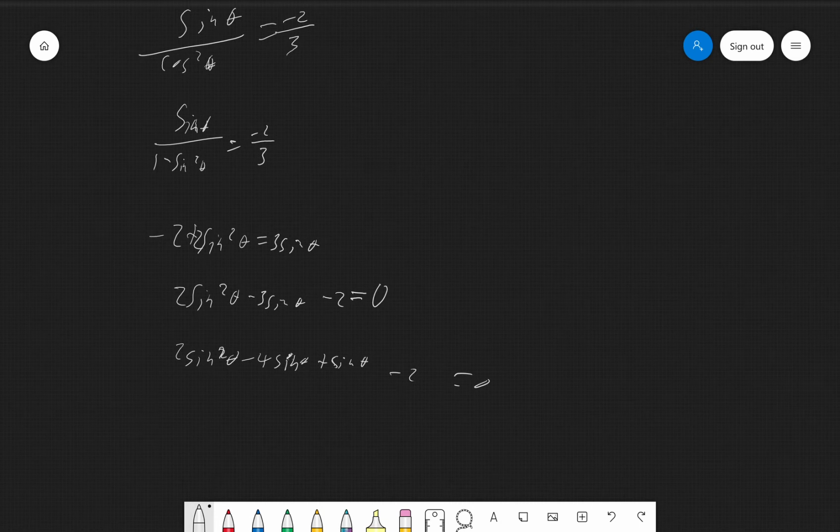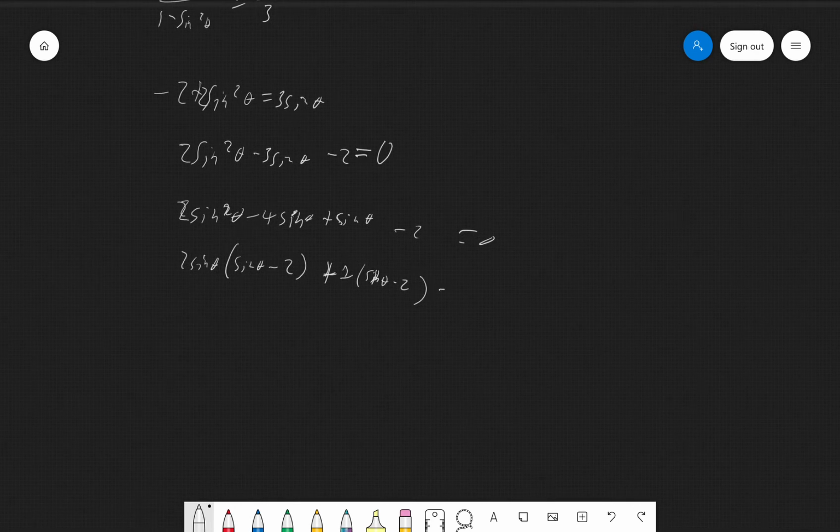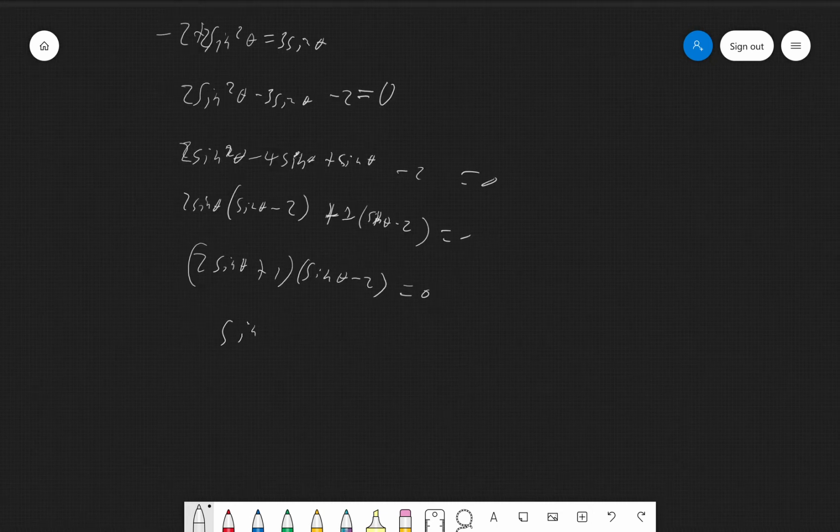Now we look at the left pair. We factor out 2 sine of theta, and we get 2 sine of theta times sine of theta minus 2. Plus, here we can just factor out 1, and we get 1 times sine of theta minus 2. Now we can factor the sine of theta minus 2, and we get 2 sine of theta plus 1 times sine of theta minus 2 equals 0. That means that sine of theta equals 2, or sine of theta equals negative 1/2.